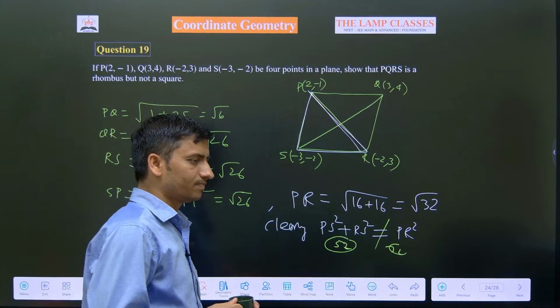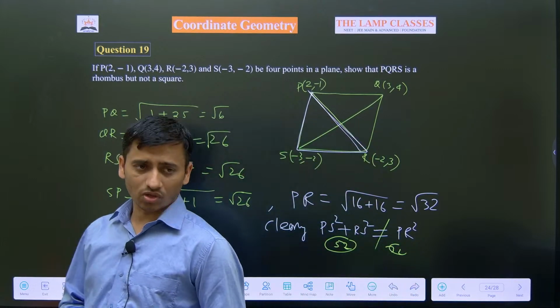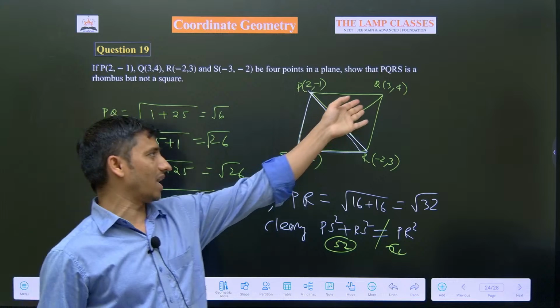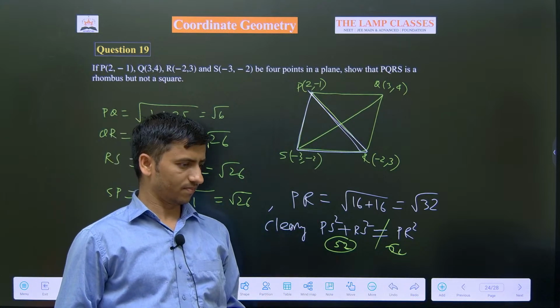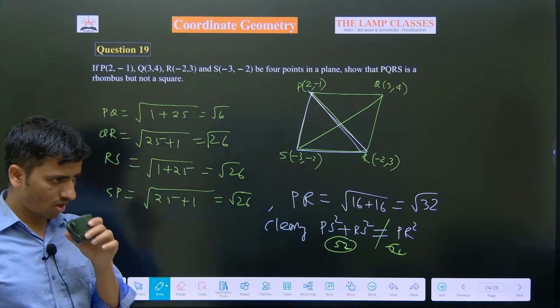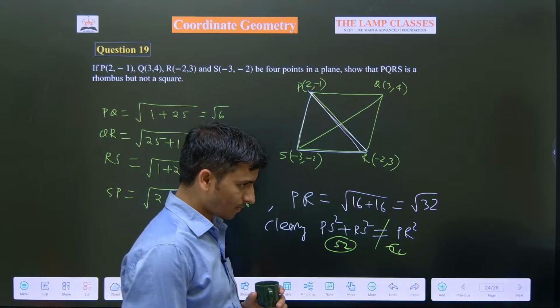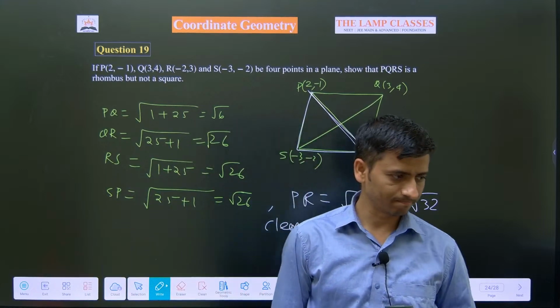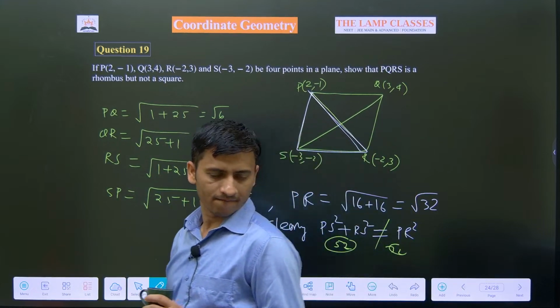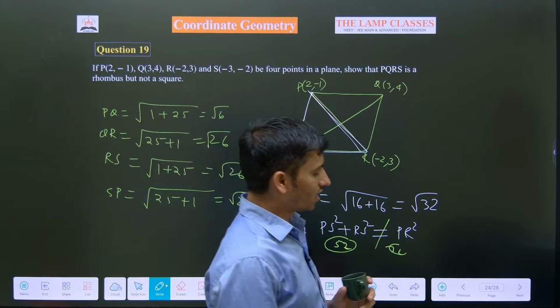Clear, guys? I think it was also simple to calculate both the diagonals and say they are not equal. That is also better actually. In fact, that is better than even this. Let's do the next one.